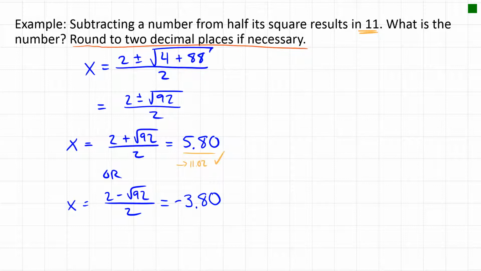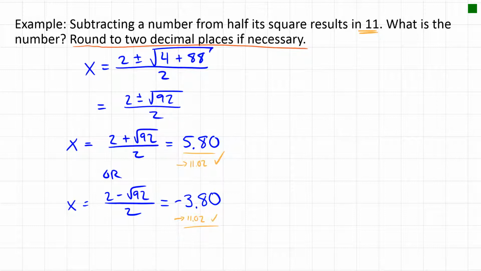And if I did the same thing with negative 3.80, so negative 3.80 squared, and then divided by 2, I get 7.22. And then if I subtract negative 3.80 or add 3.8, then I get, again, 11.02. So it's because we've rounded to 2 decimal places that when you throw it into the equation, you get something very close to 11. If we'd kept a whole bunch of decimals, like 8 decimal places, we would have got exactly 11. So I'm happy with those answers.